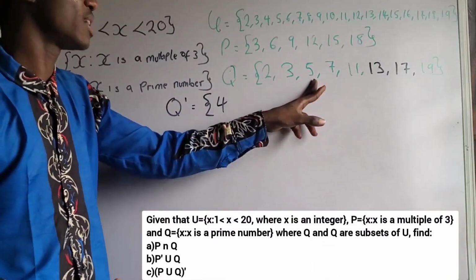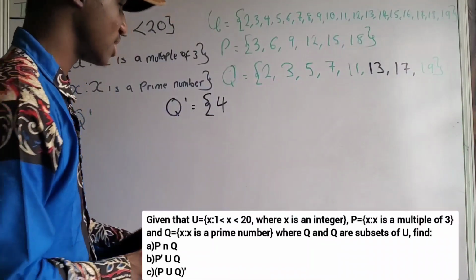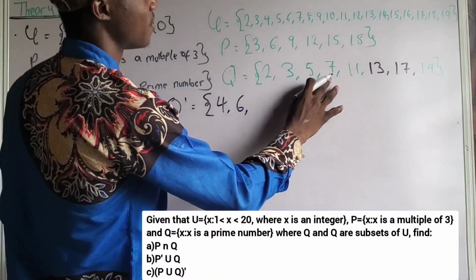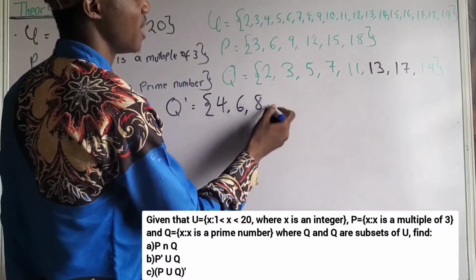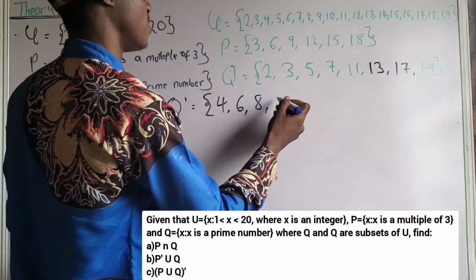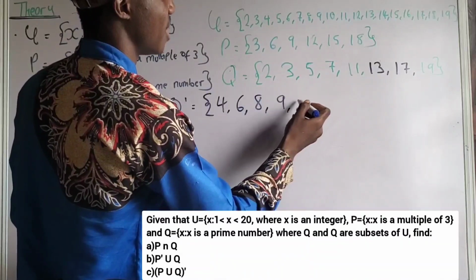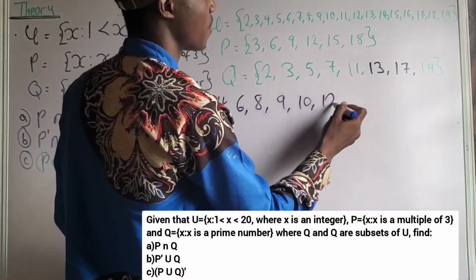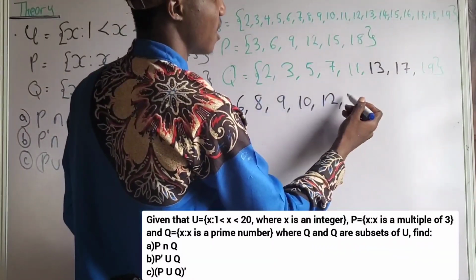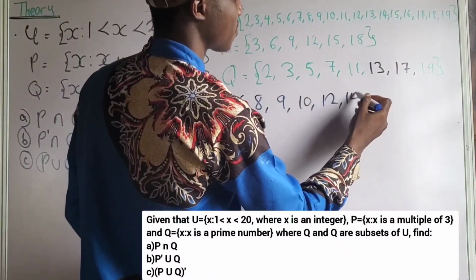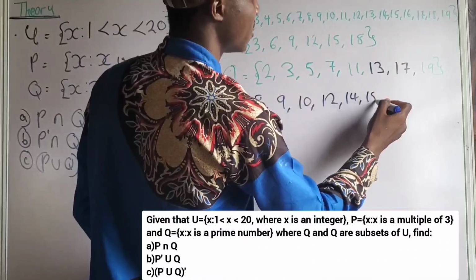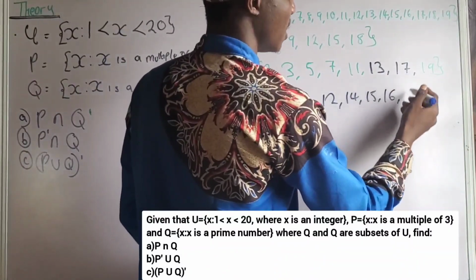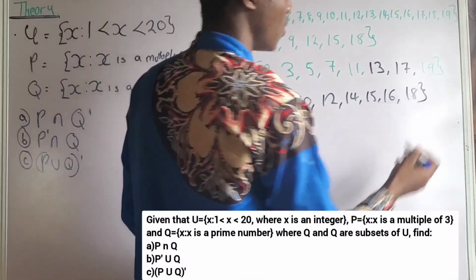5 cannot be included. 6, we can put 6 because 6 is not part. What of 7? We cannot put 7. We have 8. We have 9. We have 10. 11, we are not going to include it. We have 12. We have 14. Then we have 15. We have 16. 17, no. 18, we have 18 as well. Okay.